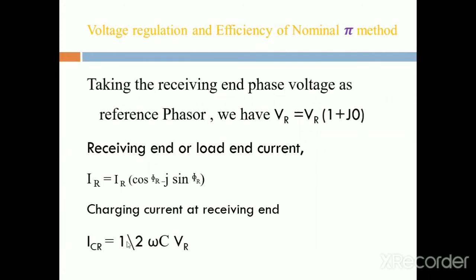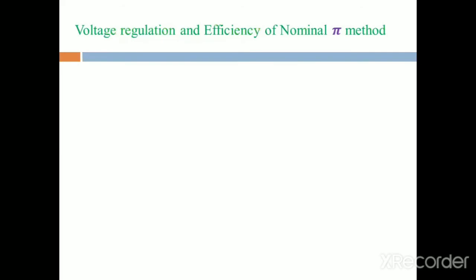ICR is equal to half, 1 by 2. Why do we consider half? In the nominal pi method, the capacitance value is divided into 2 halves. That is why we multiply by half. So ICR is equal to 1 by 2 into omega C VR.